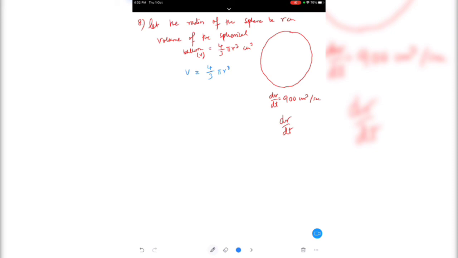Now look at the question carefully. I have dV dt, right? So obviously I have to differentiate with respect to time. So differentiating with respect to time, what do you get? dV dt is equal to 4/3 pi r cube differentiated. Do it yourself and tell me fast. What is the differentiation of 4/3 pi r cube?